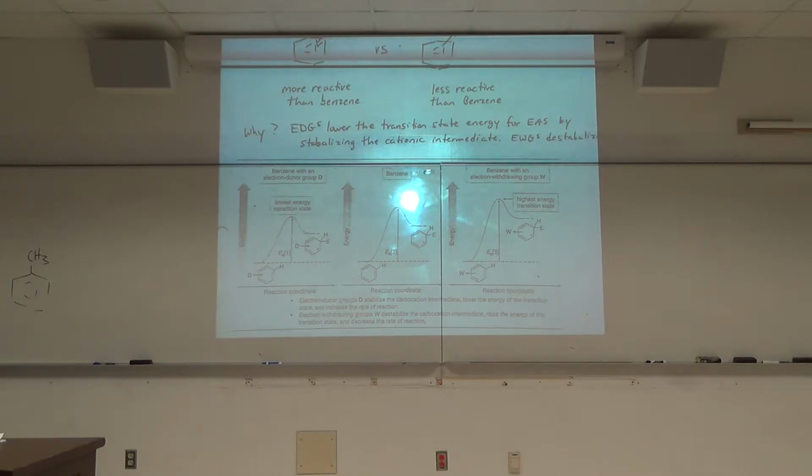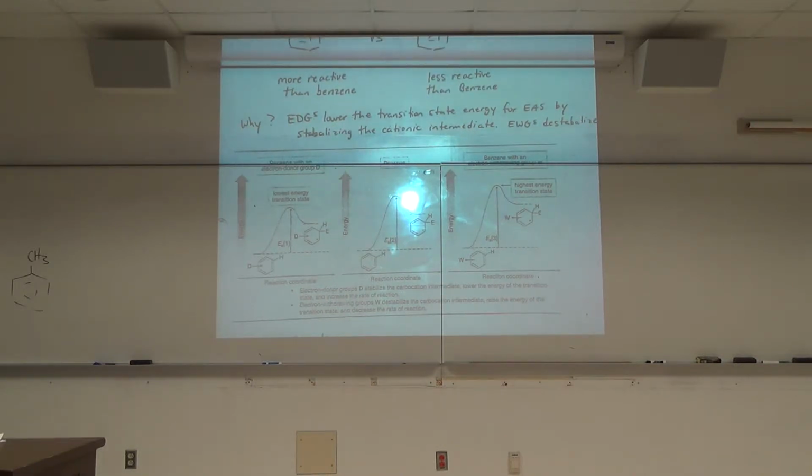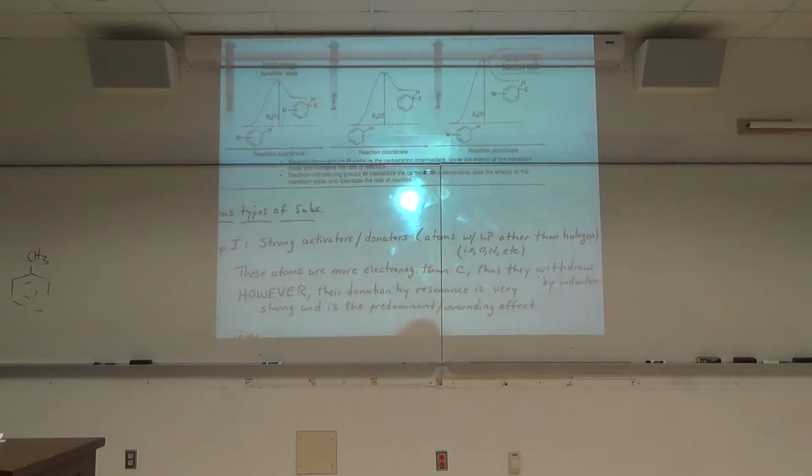Toluene is more reactive than benzene, because the methyl stabilizes the cation. Let me ask you this: does it stabilize it by resonance or by induction? Induction. It doesn't do resonance, because it has no p orbital. Let's go through these. Some of these will be new because we'll see some new groups, but we'll just have to rationalize, okay, that makes sense. Hopefully you'll be saying that.